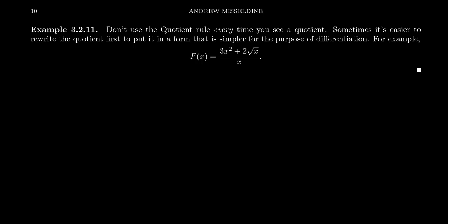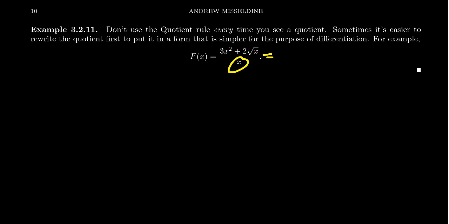That is to say, when a function has a quotient structure, by all means, you can use the quotient rule, but sometimes the use of algebraic or trigonometric identities can simplify the function in such a way that the quotient could be removed and perhaps you can compute the derivative in a simpler way.